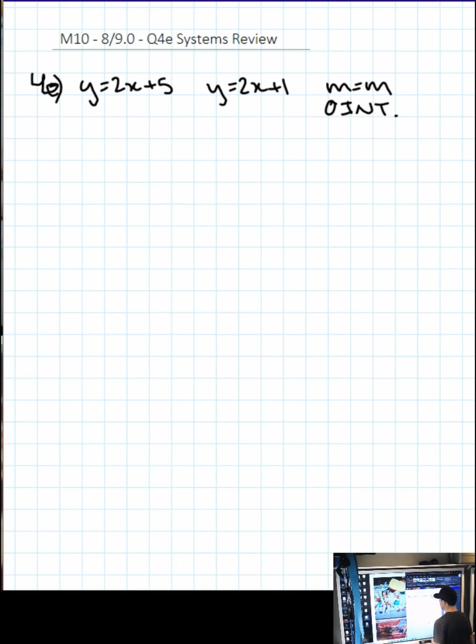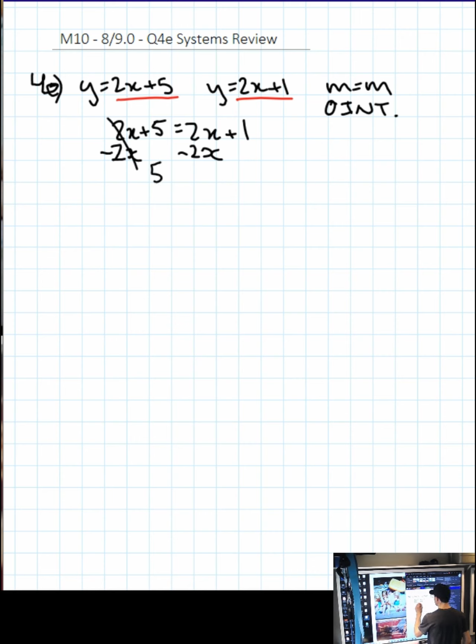But let's prove that. So we have y equals 2x plus 5 and y equals 2x plus 1. We can take those equations and make them equal to each other. We can subtract 2x from both sides. And then 5 equals 1. 5 is not equal to 1. Therefore, if we get number not equal to number, we have 0 intersections.